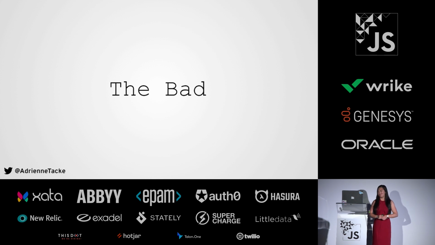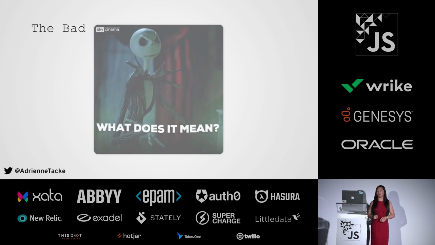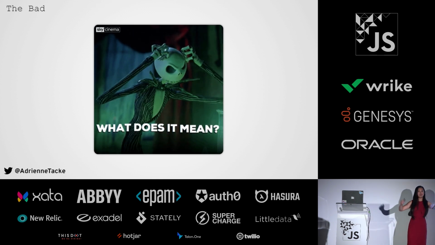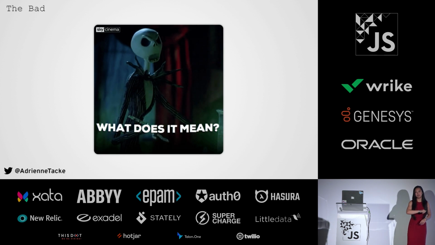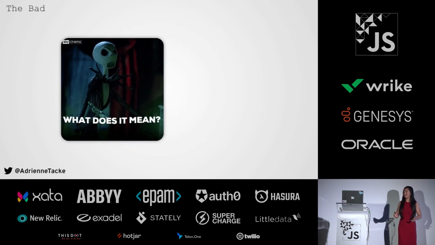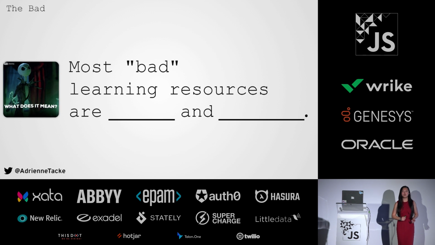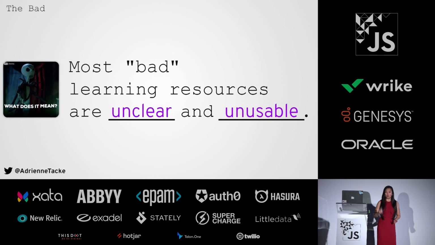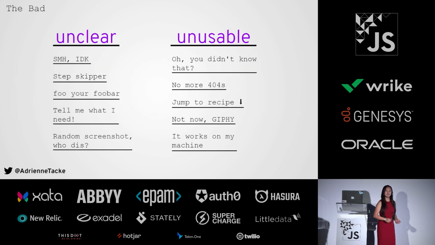So we'll start with the bad, things that we are absolutely used to. Whenever we see bad learning resources, this is usually what we look like. I don't understand. What does it mean? Most bad learning resources are either unclear or unusable. And why they're unclear and unusable, I will tell you exactly why. They fall under one of these categories that I know, even I have done so myself, of why these learning resources are bad, how we can be aware of them, and how we can fix them.